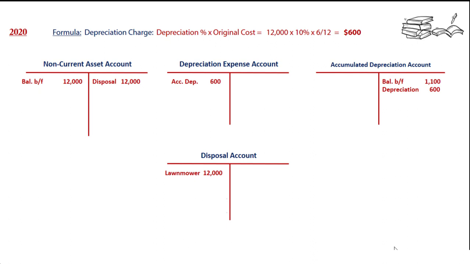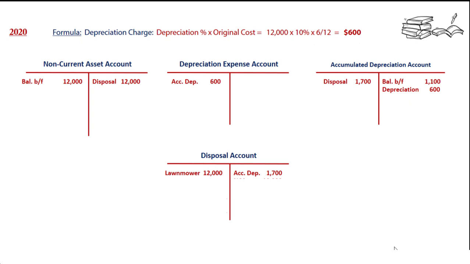Okay. So we go to the accumulated depreciation account, take that one off as well, if you remember the steps. So we'll come and debit it in the name of disposal for the $1,700. We come to the disposal account, credit it in the name of accumulated depreciation for $1,700.